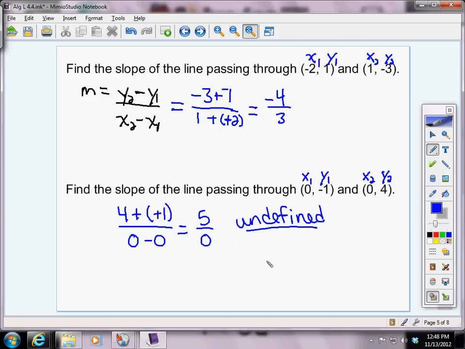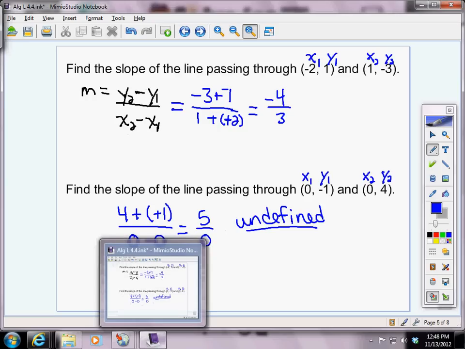And we'll spend more time talking about horizontal and vertical lines in the future. But whenever you have a 0 on the bottom, we say it's undefined, because slope tells us what's happening as we move from left to right, and a vertical line doesn't go left or right at all. Okay? Again, the key point to this lesson here is knowing your slope formula.